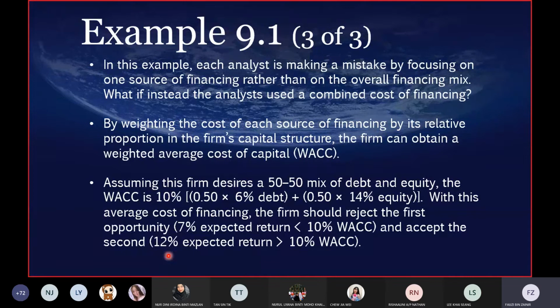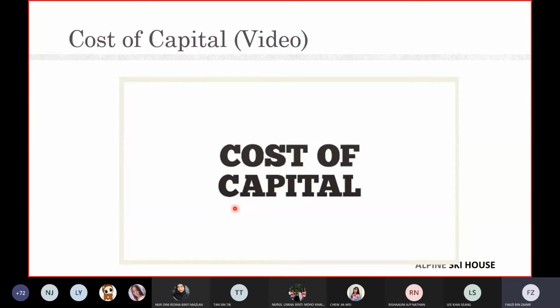So here, by using the weighted average cost of capital, we can make the right judgment, and therefore we are not rejecting the one that gives a higher return, and also we don't accept those that give a lower return. So make sure that at the end of the day, the correct call is being made. Okay, let's look at the video on the cost of capital and how we do the evaluation here.